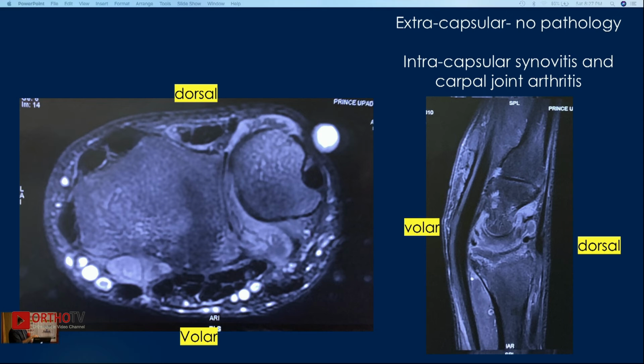Again, if you see, this is the capitate and this is the lunate. So we see an intracapsular synovitis. Outside, if you see carefully, the black portion is absolutely intact. So flexor tendons are normal and these are extensor tendons. So there is a pathology in the joint. So this is an intracapsular synovitis.